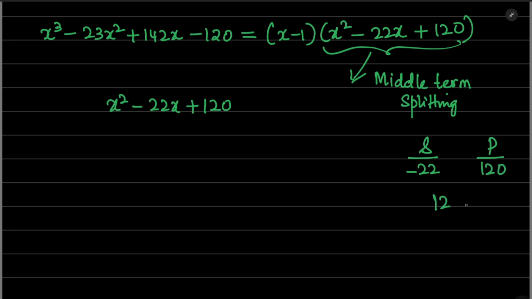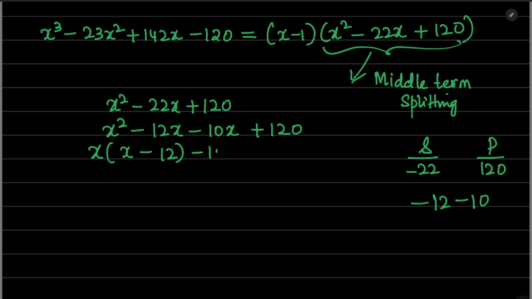So it's again very easy, 12 and 10. Okay, so I'm just going to go ahead with these two factors for middle term. Minus 12x minus 10x plus 120. X minus 12 minus 10 common, x minus 12. Okay, x minus 12 into x minus 10. Okay, so now you have done middle term splitting of this quadratic term.